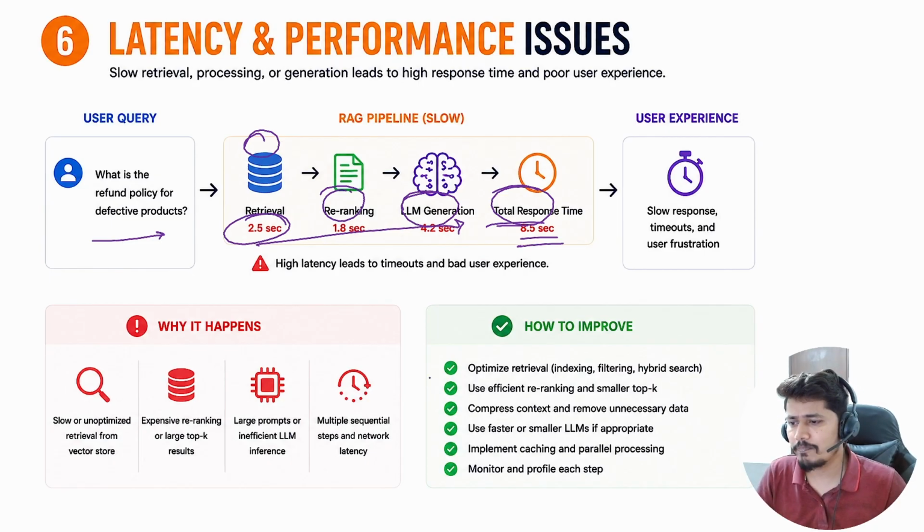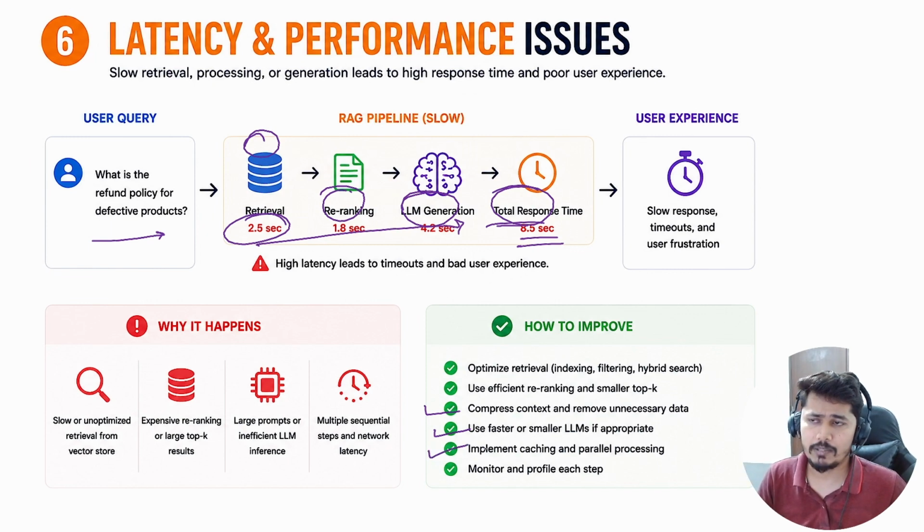Then also you can compress the context and remove unnecessary data. Whenever you are embedding the data, you make sure that you are compressing that context, you are removing the unnecessary data, you are doing the proper cleaning of the data. Then you can use a faster or smaller LLM if appropriate. So based on the use case, you should go for the LLM selection as well.